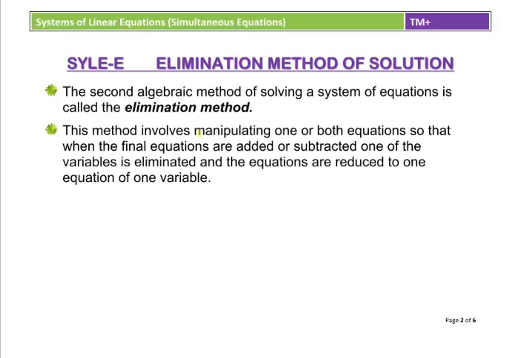Now this method involves manipulating one or both equations so that when the final equations are added or subtracted, one of the variables is eliminated. Okay, and the equation is reduced to one equation of one variable. So we're reducing it to a linear equation again.